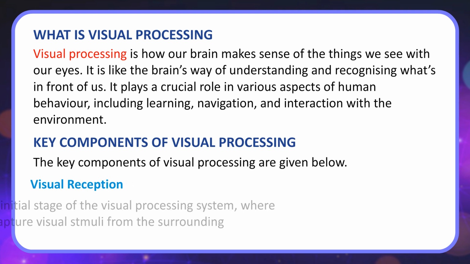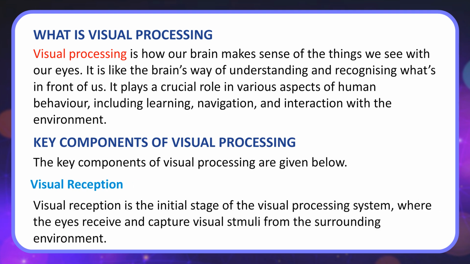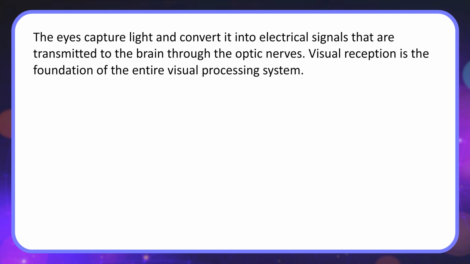Visual reception. Visual reception is the initial stage of the visual processing system, where the eyes receive and capture visual stimuli from the surrounding environment. The eyes capture light and convert it into electrical signals that are transmitted to the brain through the optic nerves. Visual reception is the foundation of the entire visual processing system.